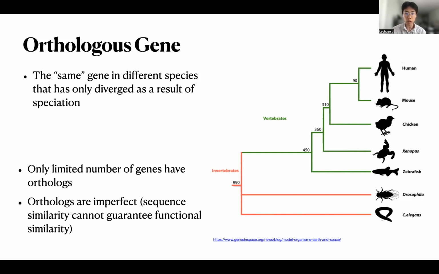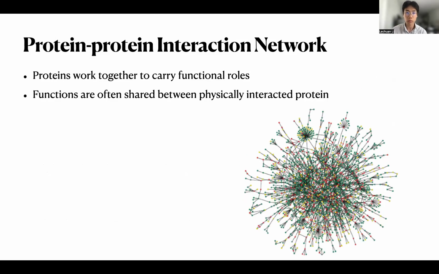Also, currently people determine orthologous information through sequence similarity, and sequence similarity cannot guarantee functional similarity. So the orthologous pairs are imperfect. So people decided to incorporate more information to get better inference of functional information.